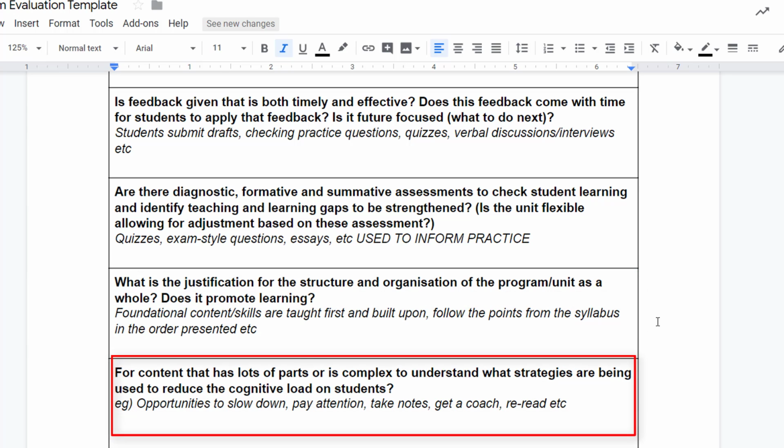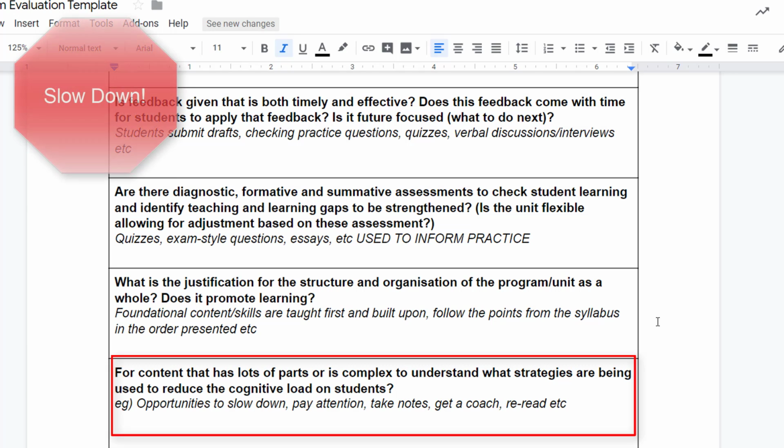The next question asks, for content that has lots of parts or is really complex, those bits that are really hard to understand in your content area, what strategies are being used to reduce the cognitive load on your students? If something is really hard to understand, it takes a lot of brain power, and if you're giving them lots of different content all at once, if you're going through really quickly, your students aren't going to learn it, because they're going to get brain overload and just kind of turn off.